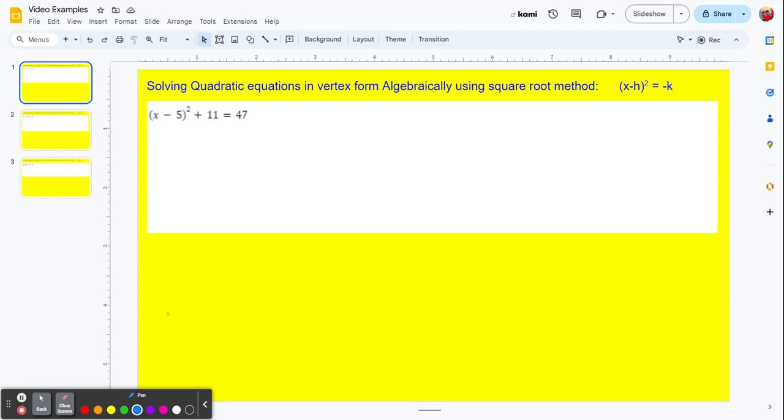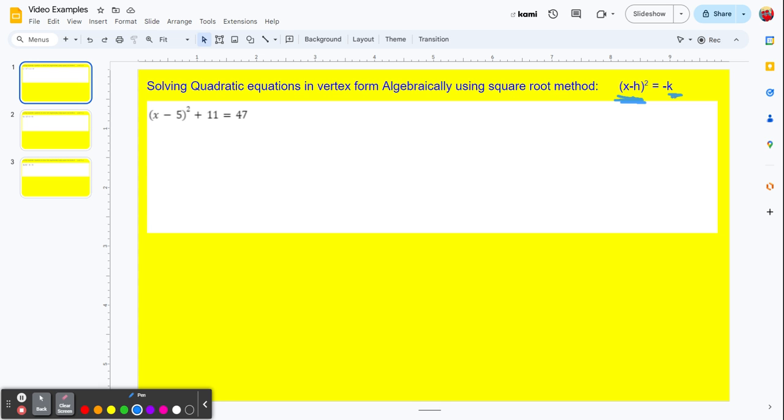This video provides instruction on how to solve quadratic equations in vertex form algebraically using the square root method. And so when we have it in vertex form, we want to isolate the binomial square on one side of the equal sign, and then the number, the constant, on the other side of the equal sign.